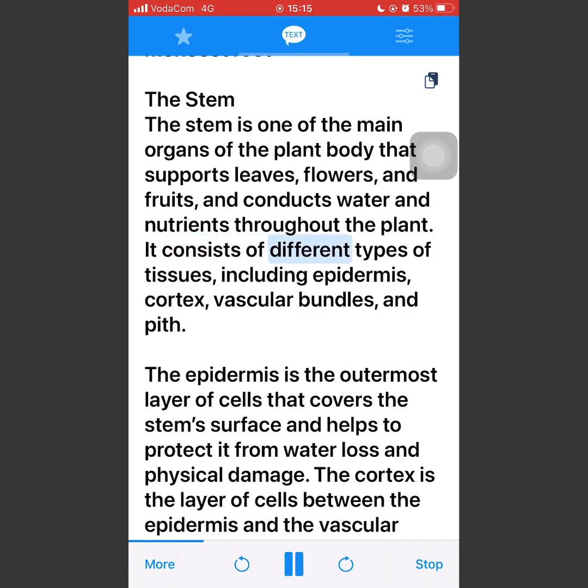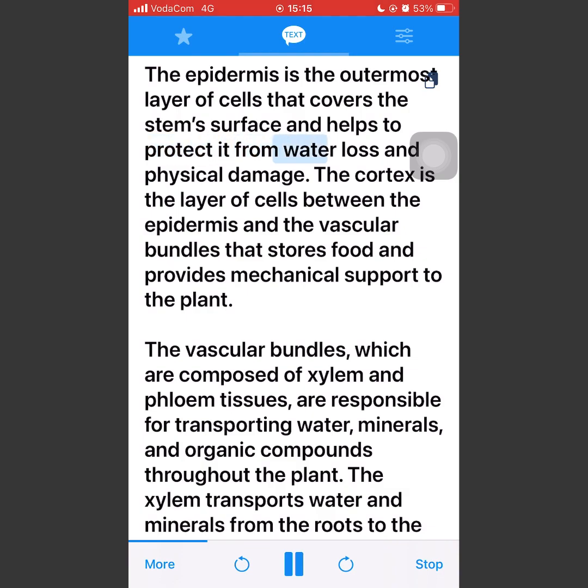It consists of different types of tissues, including epidermis, cortex, vascular bundles, and pith. The epidermis is the outermost layer of cells that covers the stem surface and helps to protect it from water loss and physical damage. The cortex is the layer of cells between the epidermis and the vascular bundles that stores food and provides mechanical support to the plant.